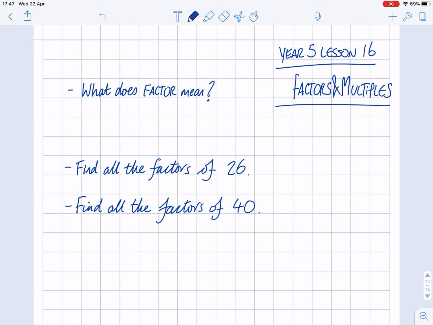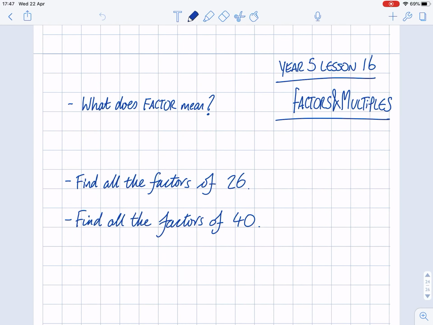All right, so let's just look at this number here. I won't give you the answer. Let's just look at that 26, all right? So the factors of 26 are all the numbers that 26 divides by to give you a whole number answer. That's one way of looking at it.